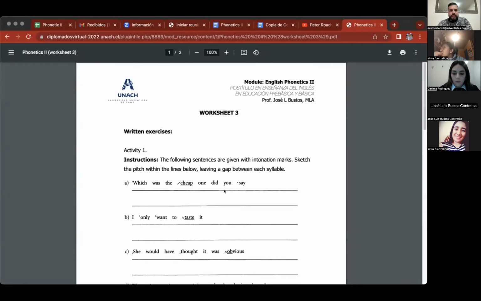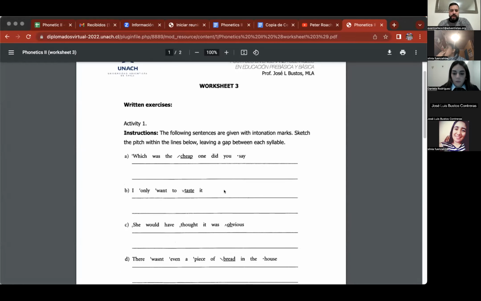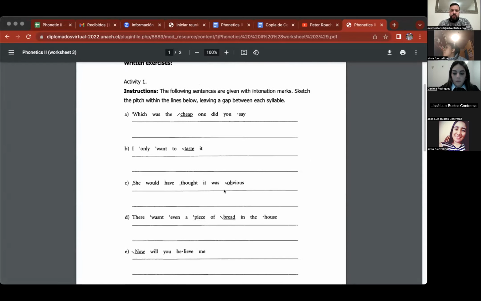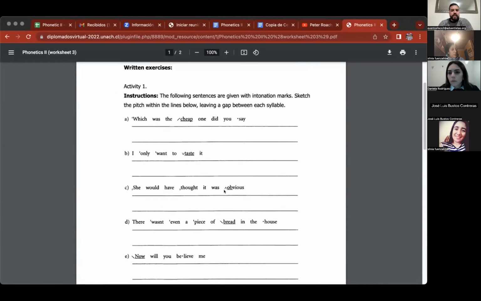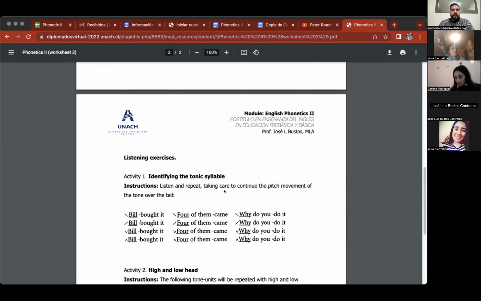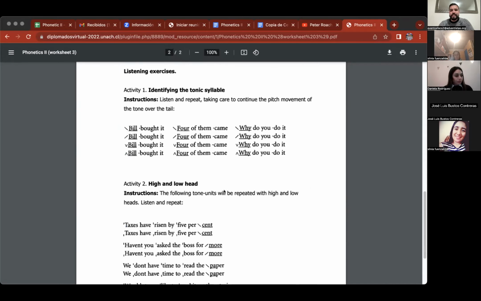All right, so last class we continued talking about the identification of the prehead, the stress, the tail, the tonic syllable, how to identify that one. And we completed activity 1. The idea of that activity was to illustrate the intonation of certain utterances. And now we are going to focus on the listening exercises.